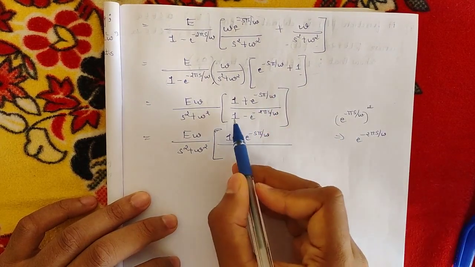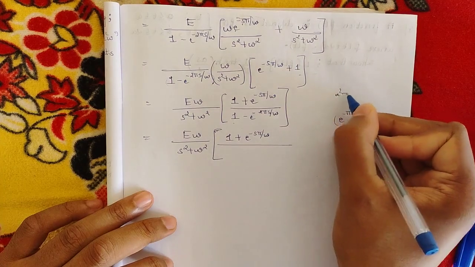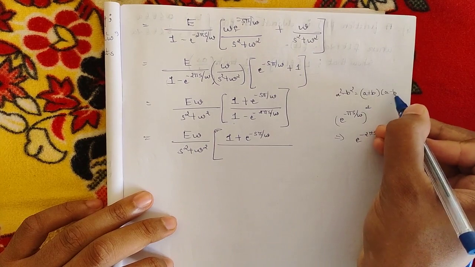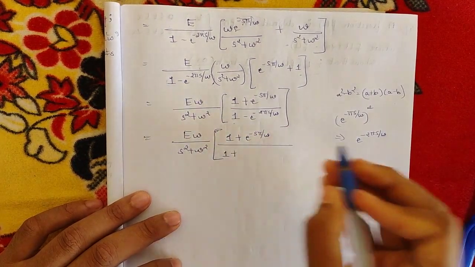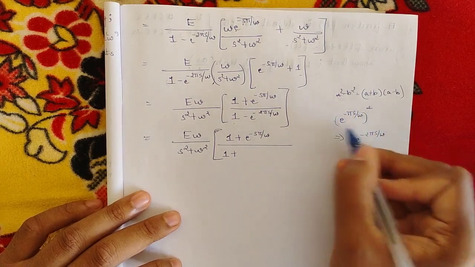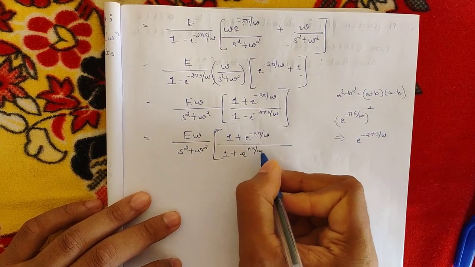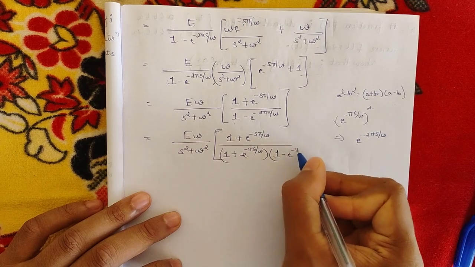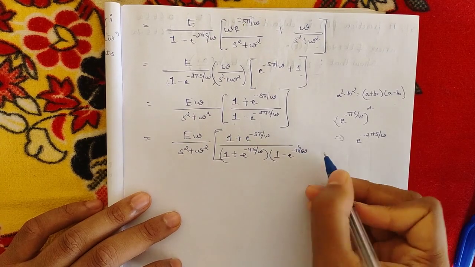So this is of the form a square minus b square. So the identity according to a square minus b square is equal to a plus b, a minus b, right? So that we are applying here. So a is 1 plus, what is b according to the analysis? So this is the value of b, that is e to the power minus pi s by omega into a minus b, e to the power minus pi s by omega.